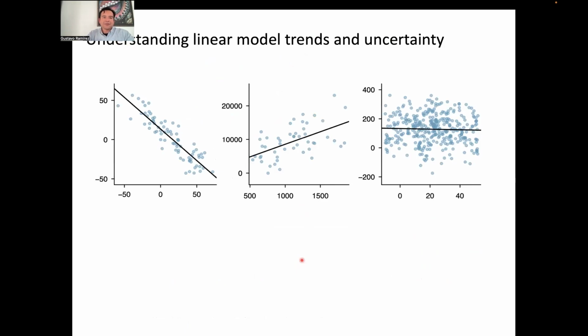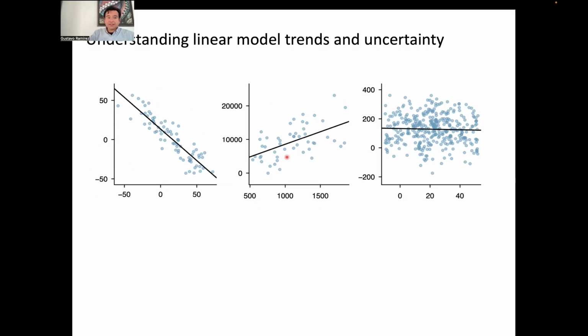You can draw a line through almost anything, but lines are most useful when the trend is pretty clear. What do I mean by that? There's a way to quantify how well a line fits data. We'll get to that in just a second. But very briefly, looking at these, you can have linear trends that are negative: as you increase the value of your predictor variable, the value of the response variable decreases. That would be the example that I'm showing here.